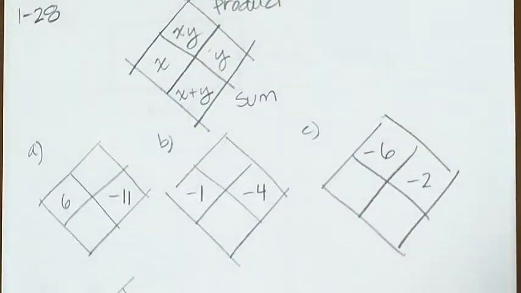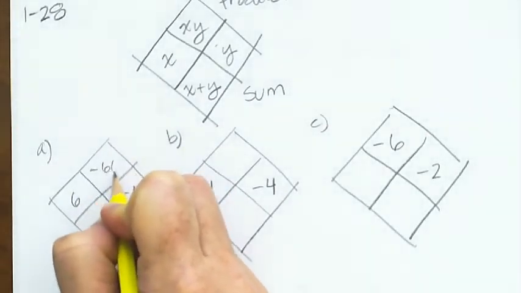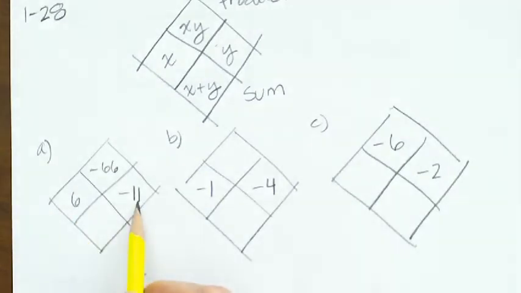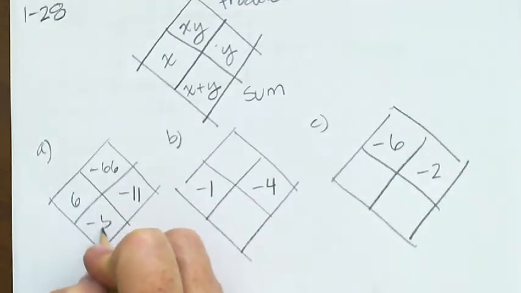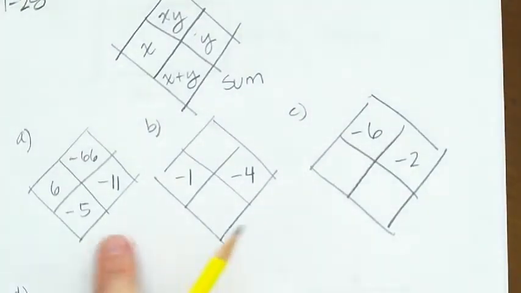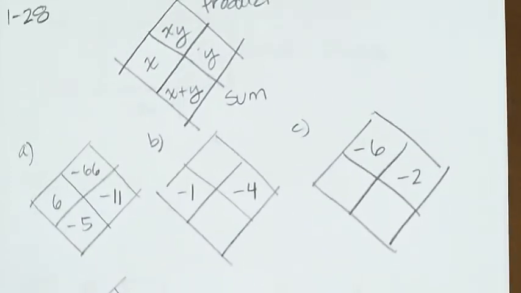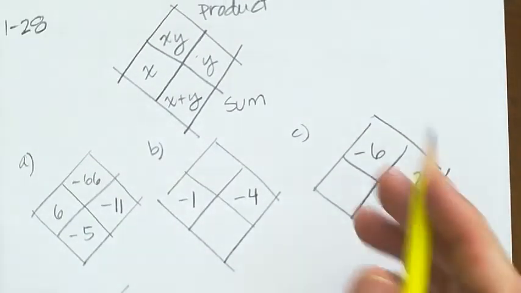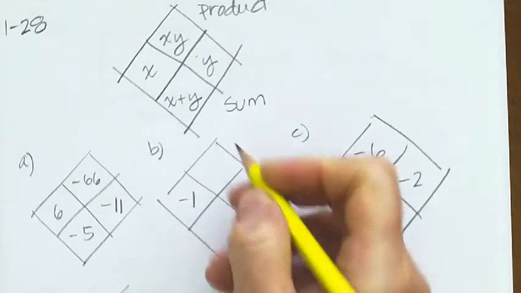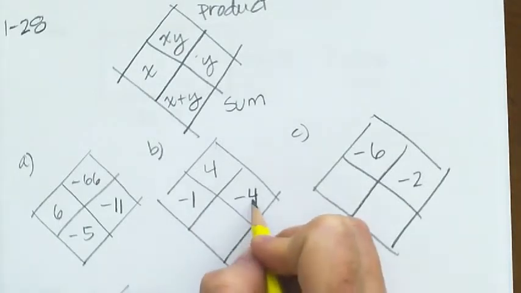So for part A, the product of 6 and -11 is -66. The sum of 6 and -11 is -5. Now you're probably going to have to pause the video to draw your area diamond shapes. So go ahead and pause it if you need to, and just leave blank spaces like I've done here. And there's 4 parts. So go ahead and pause the video if you need to right now, and then come back to it. The product of -1 and -4 is 4. The sum of -1 and -4 is -5.